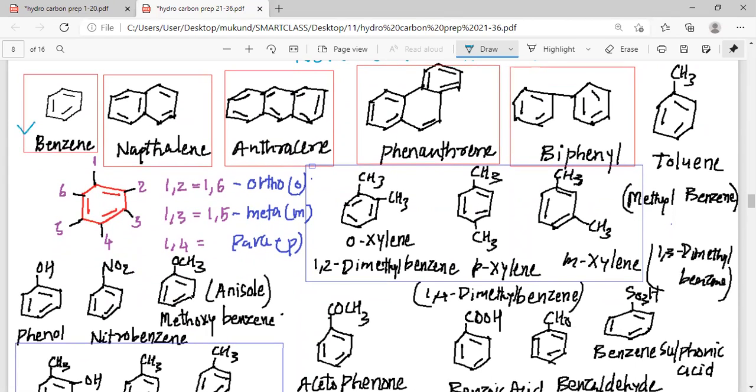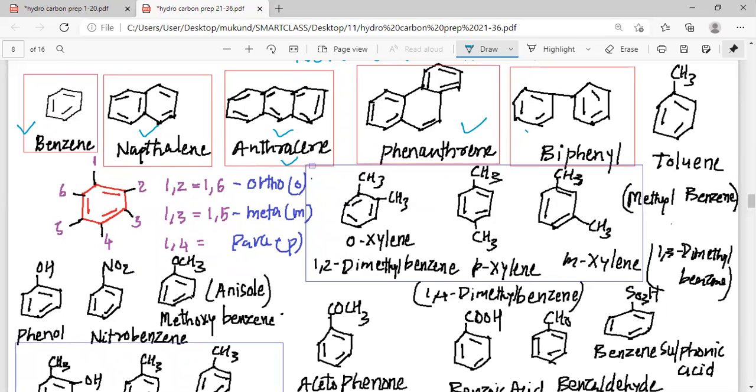So here we have benzene. When we have two benzene rings, we call it naphthalene. When three benzene rings are arranged in a linear manner, we call it anthracene. But when two benzene rings are present in a linear manner and one is above it, we call it phenanthrene.